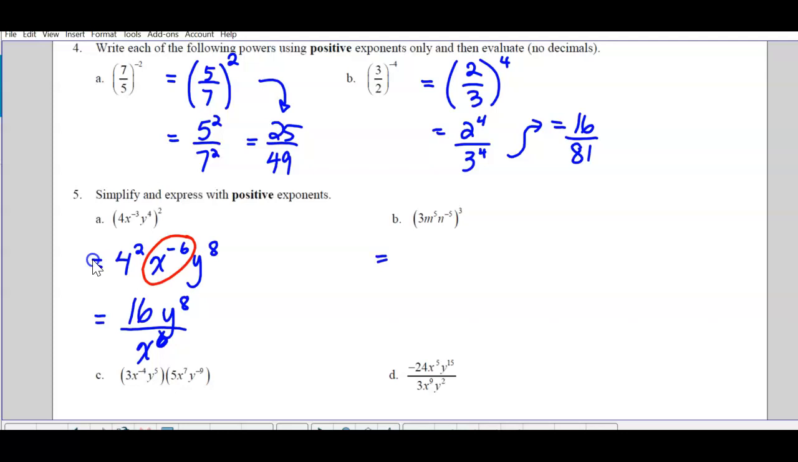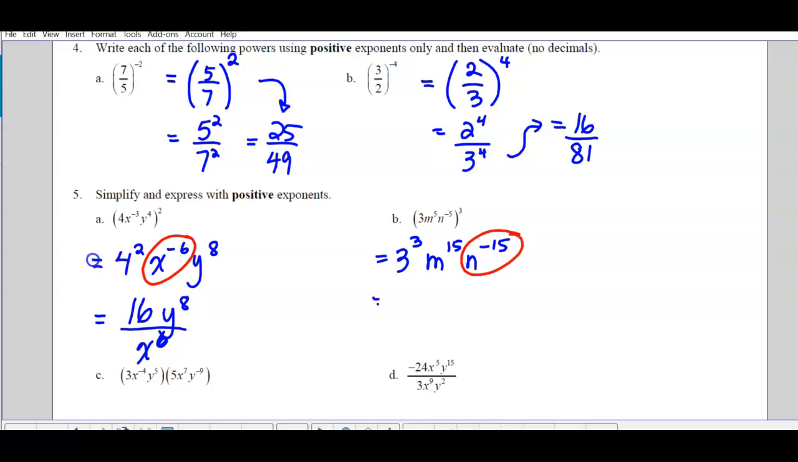Okay, so same thing in the next one. Every factor gets raised to the exponent 3. Okay. So try that out. 3 cubed, m to the 15, n to the negative 15. And circle the factor that has a negative exponent. I'll do it in a different color. And that's the only thing that moves.